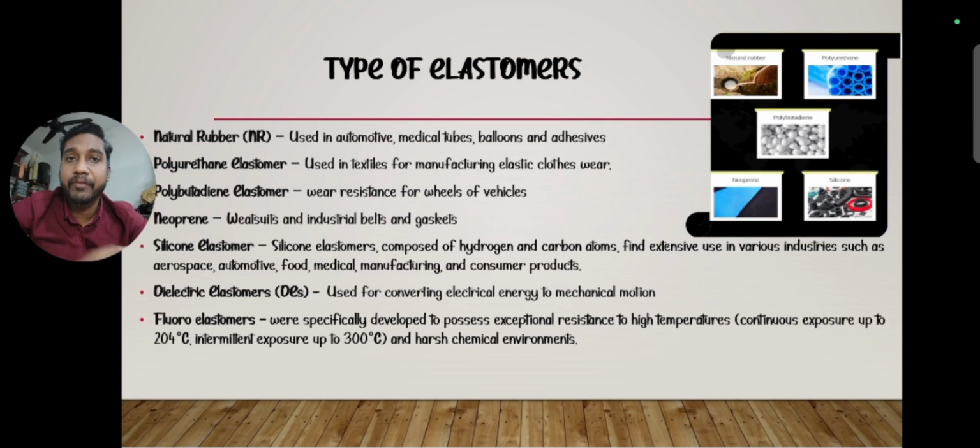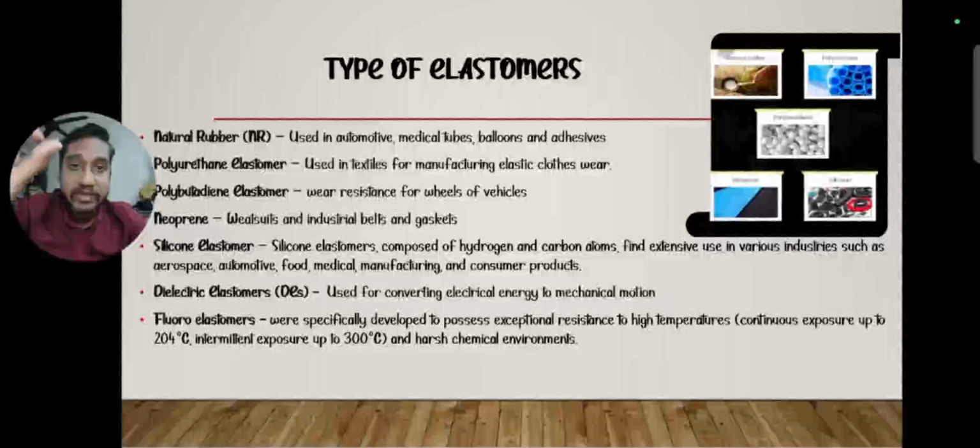Okay, let's see the types of elastomers. There are many types of elastomers, but I just chose the basic ones for explanation. Like natural rubber, usually called NR in many scholarly books, and polyurethane elastomers, polybutadiene elastomers, and also neoprene elastomers, and silicone elastomers. These are the basic ones, and I added some more: the dielectric elastomers and fluoroelastomers.